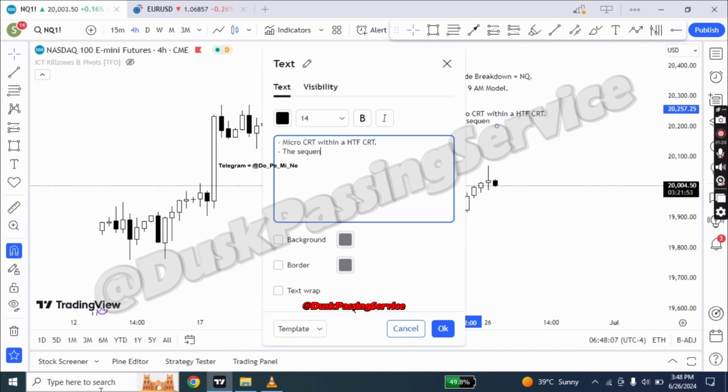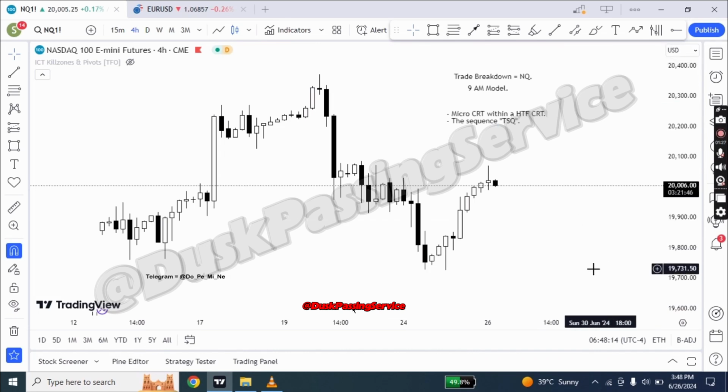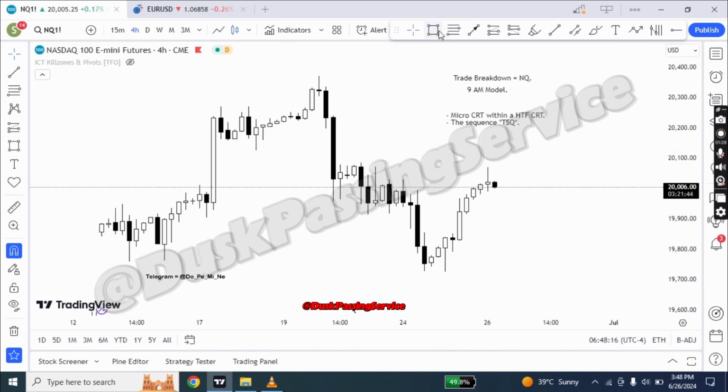Now we'd also be discussing some parts of TSKO, or the sequence as well, which is basically the sequence of moves that occurs or forms inside a CRT before the target is reached. Now TSKO has multiple sequences and I'm going to discuss it briefly later in the video, but for now let's get into the breakdown.